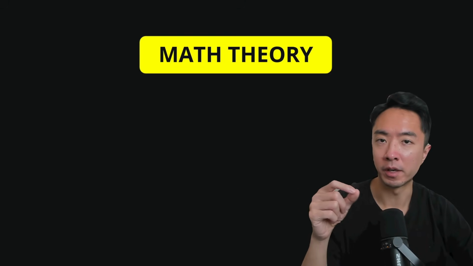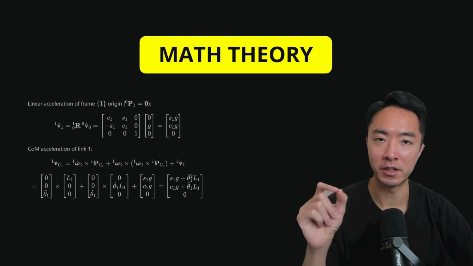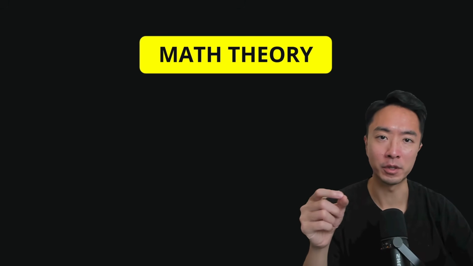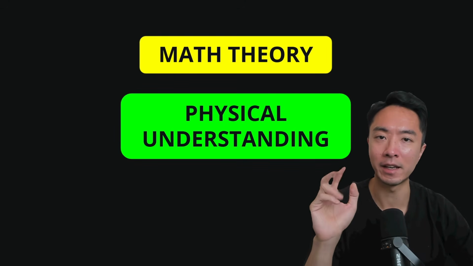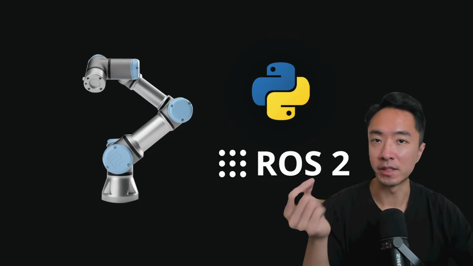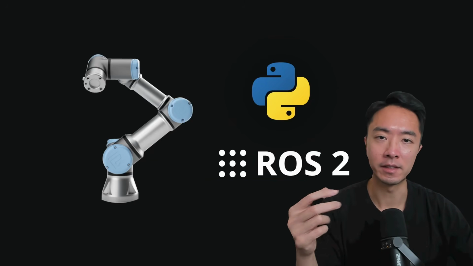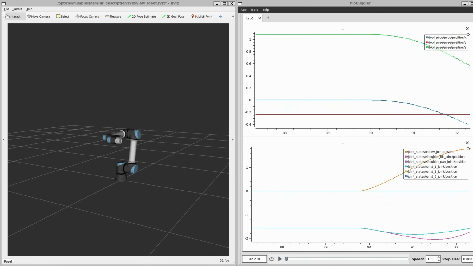So the problem with most robotics courses out there is that they only focus on the math theory. But in this course, we're going to focus on not only the math theory, but also the physical understanding and how to move into simulation. Specifically, we'll be using the UR robot and see our simulation working in ROS2 and Python.